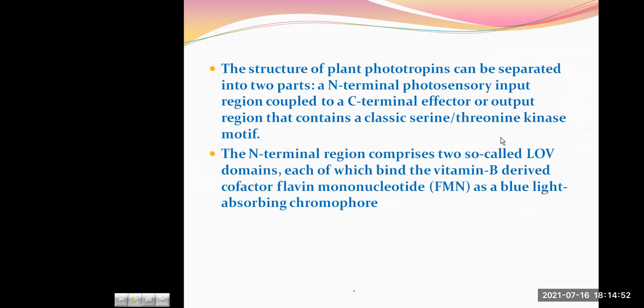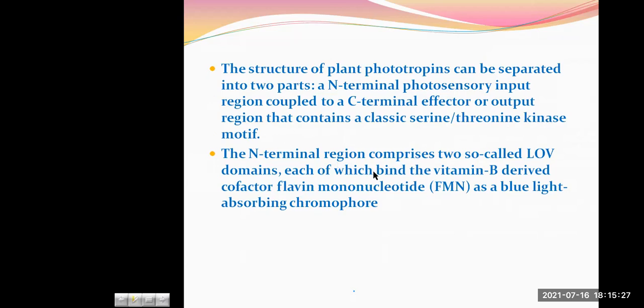For example, if we draw a line, on the right side there is the N-terminal, and on the left side there is the C-terminal. C-terminal is the output terminal and N-terminal is the input terminal. From the N-terminal it receives the light stimulus, and from the C-terminal it gives the response. And the C-terminal contains a classic serine threonine kinase motif. Kinases are enzymes which are responsible for adding phosphate groups.